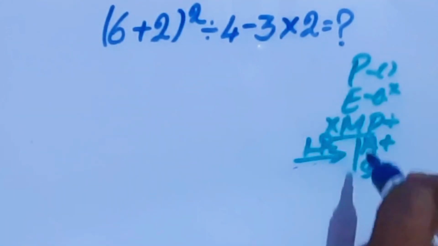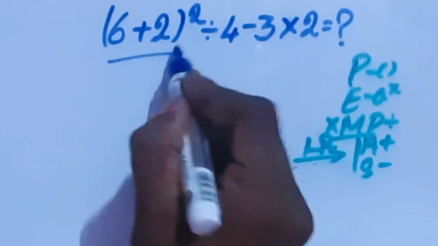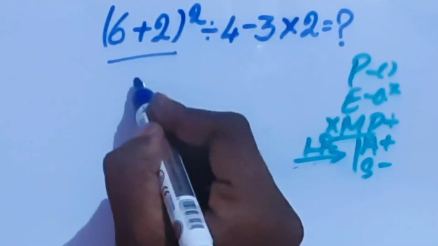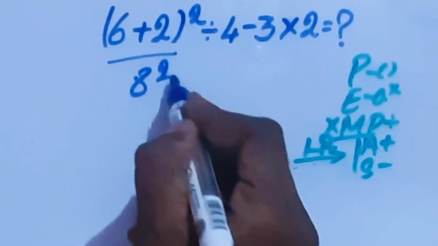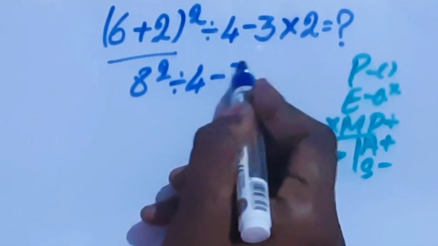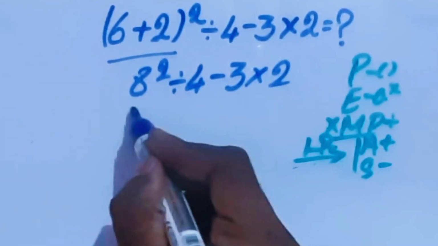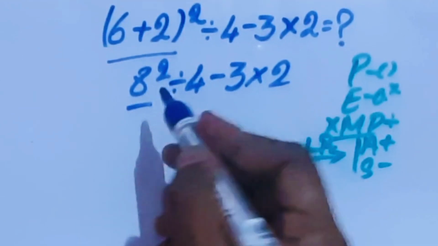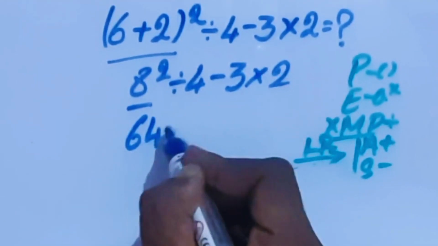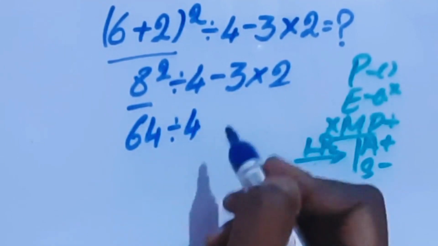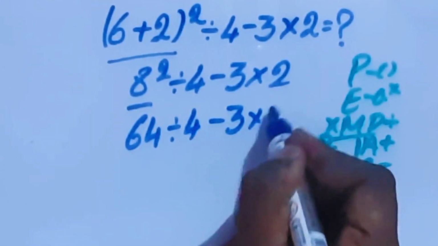Here, as per the order of operations PEMDAS, the bracket is higher priority. So we have to do this bracket before the other operations. Here 6 plus 2 is 8 squared divided by 4 minus 3 times 2. Here the next priority is the exponent. We have an exponent here, 8 squared. Here 8 squared is 64 divided by 4 minus 3 times 2.